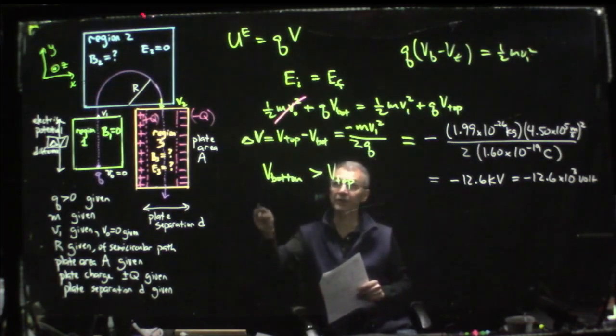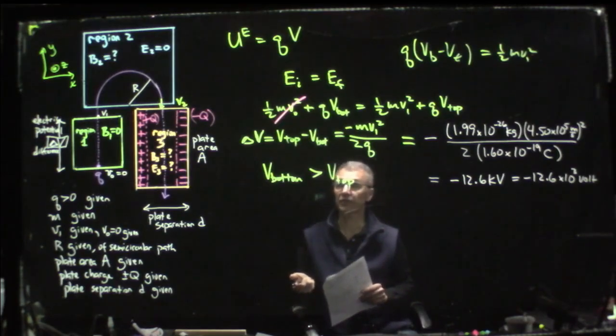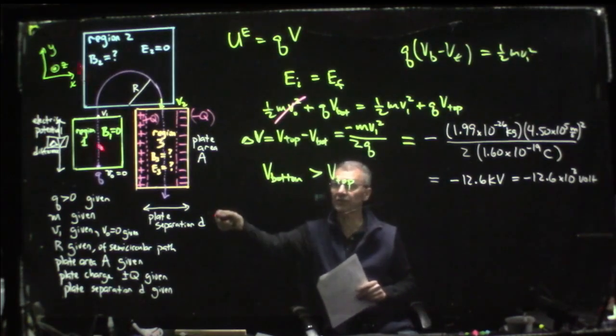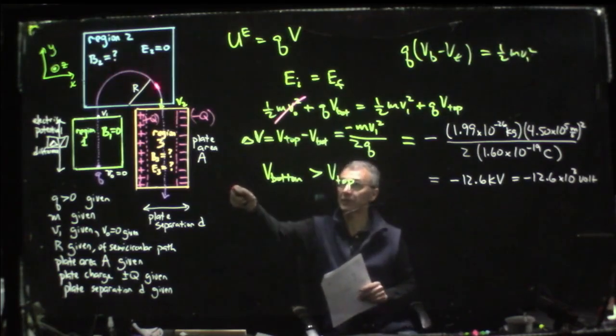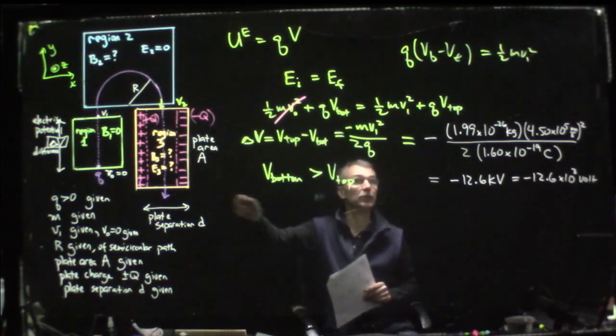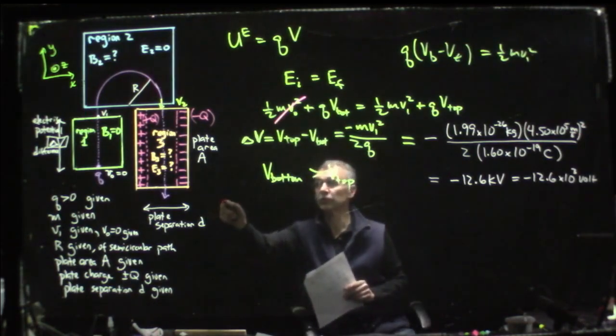If we have just a magnetic field and no electric field, then the speed should be constant. The magnetic field will change the direction of the velocity vector, but it will not change the magnitude. So the speed will be the same v1, which is 4.50 times 10 to the 5th meters per second the whole time.